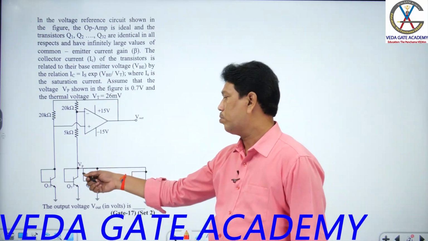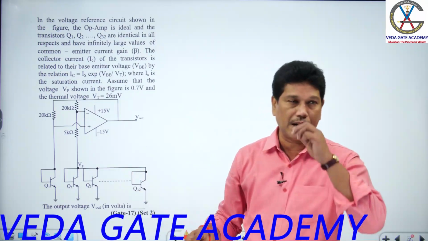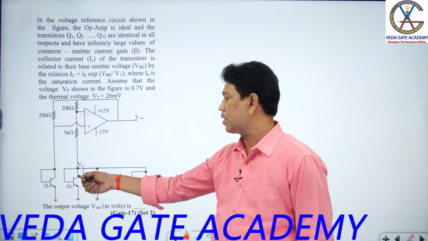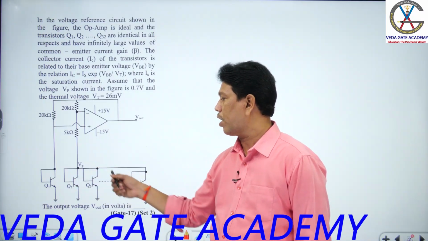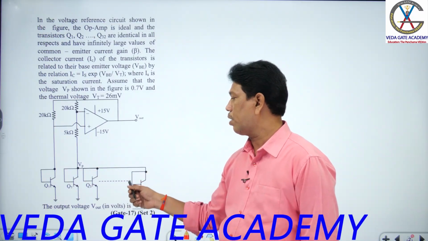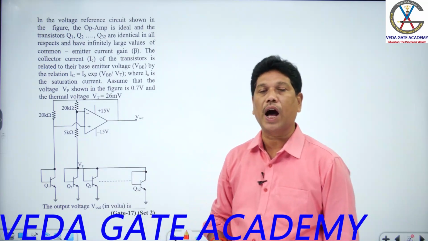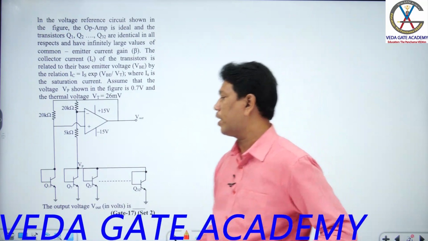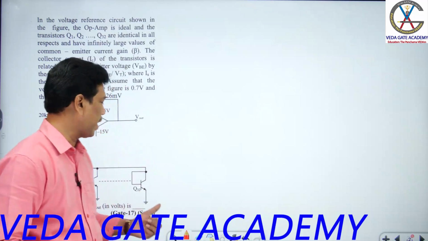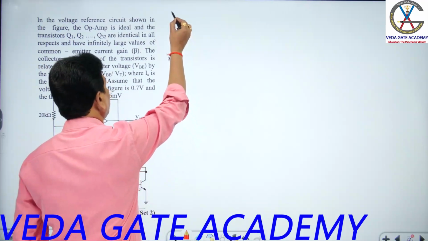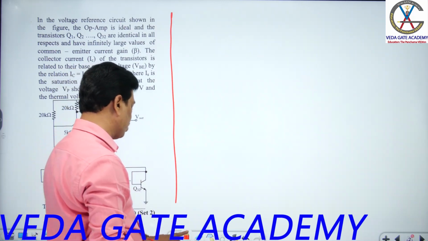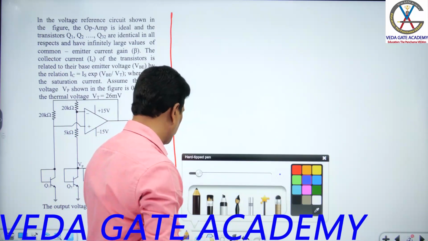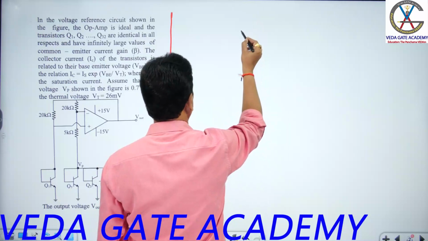Now I assume that all transistors are identical, so all transistors carry the same current. Suppose that current equals I. How many are there? 31 are there, so that becomes 31I. Now I can draw its equivalent model, students. This is the equivalent circuit.